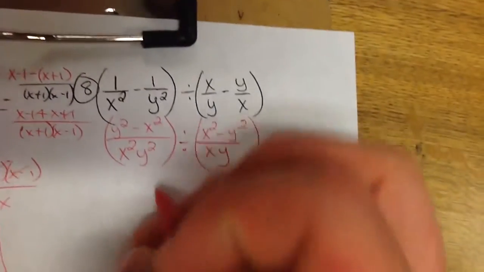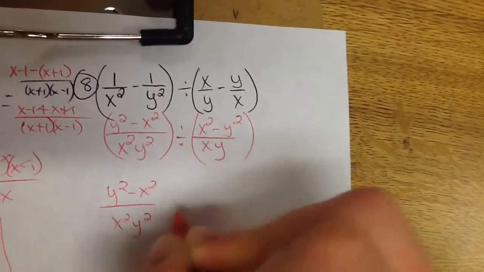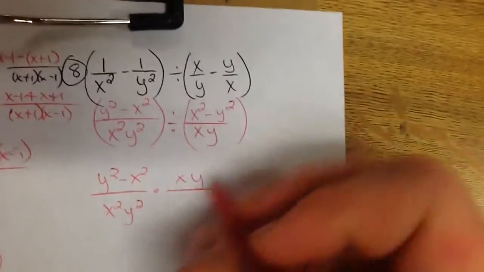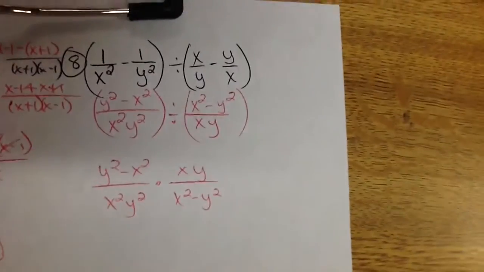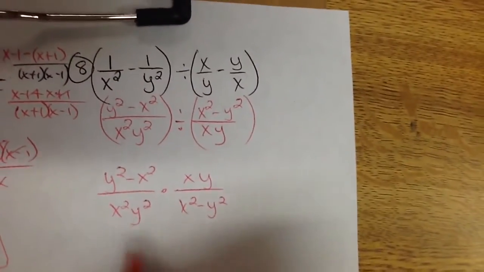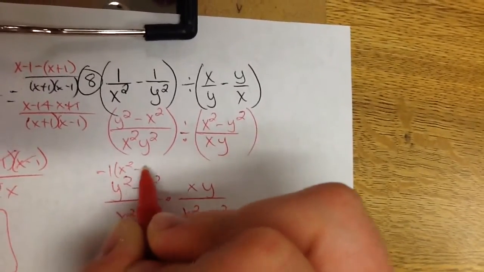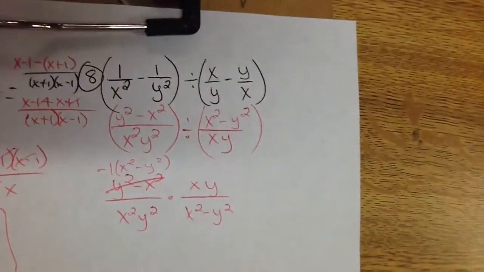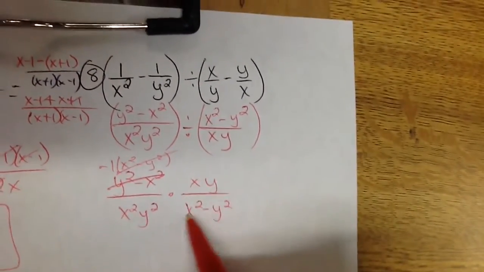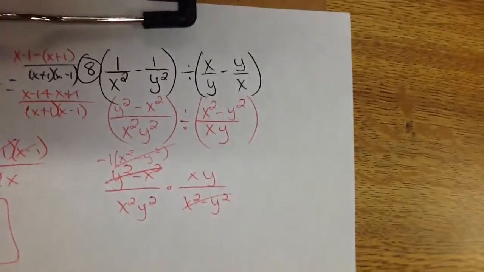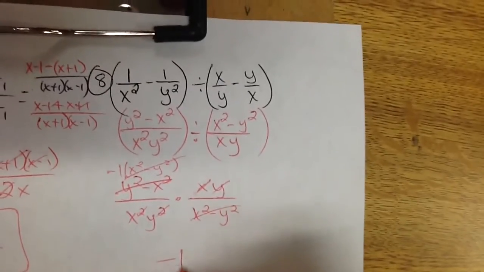Flip and multiply. So y squared minus x squared over x squared y squared times xy over x squared minus y squared. Those aren't the same. But let's see, if I pull a negative 1, now aren't they the same? x squared minus y squared. Yeah, that makes it easier. So now I don't even have to factor x plus y, x minus y. I can just go, hey, goodbye. Leave that negative 1 there. And then one of the x's and one of the y's, and I'm left with negative 1 over xy.